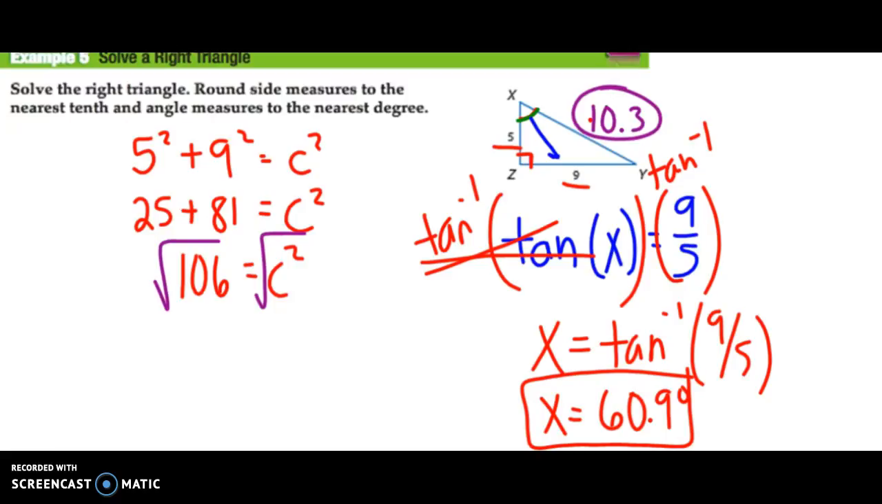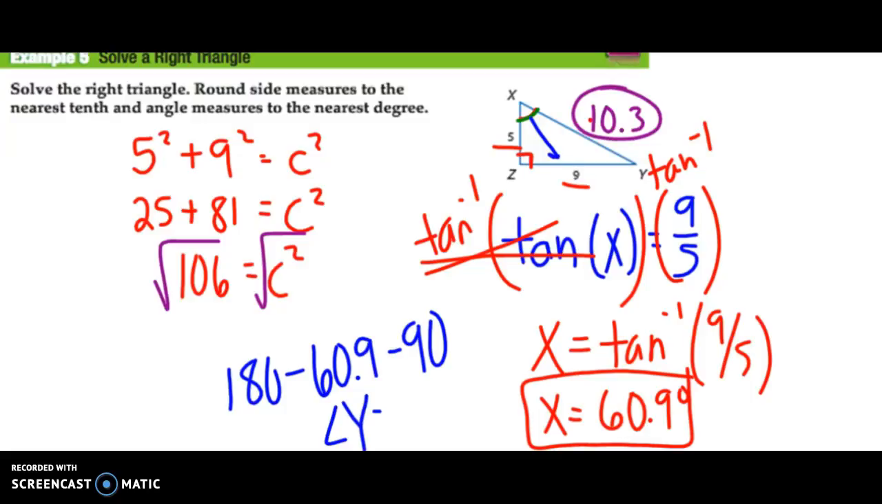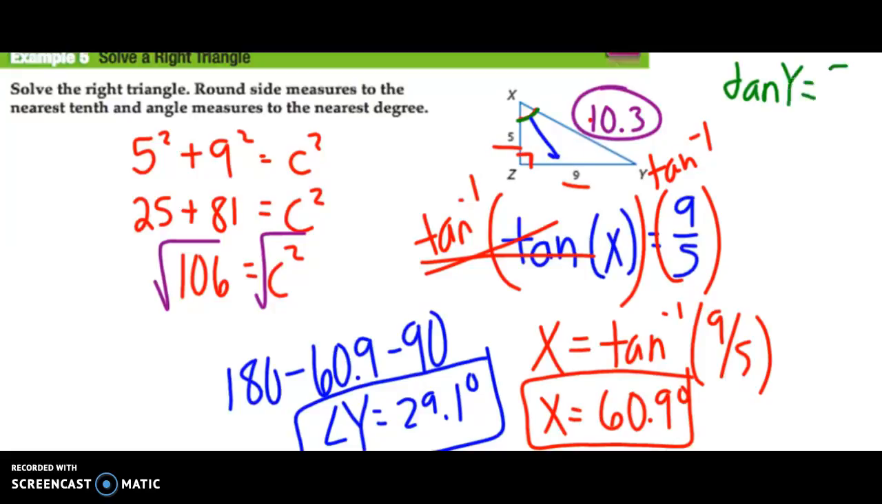Then the easiest way to find y would be to say, okay, if that's 90 and that's 60.9, I can just do 180 minus 60.9 minus 90 and find that angle y is going to be 29.1 degrees. And I could check that using my trig ratios. So if I was going to do that, I would just do tangent of y is equal to 5 over 9. So the inverse tangent of 5 divided by 9 on my calculator is 29.1 degrees. So I know that I did it correctly just using subtraction.